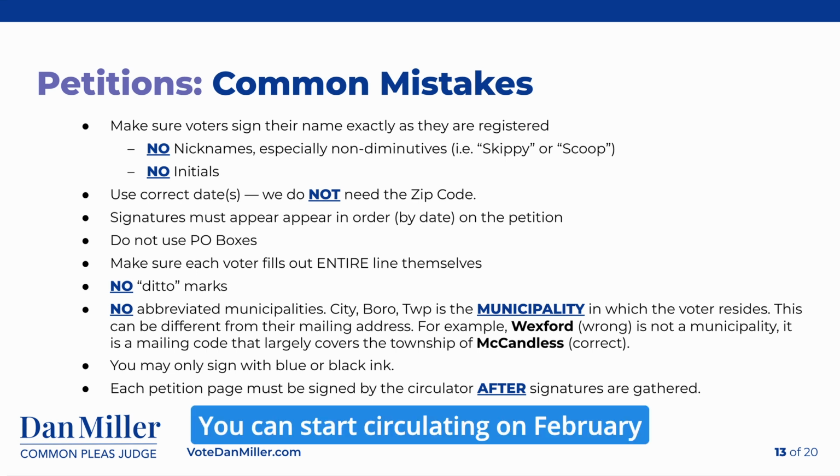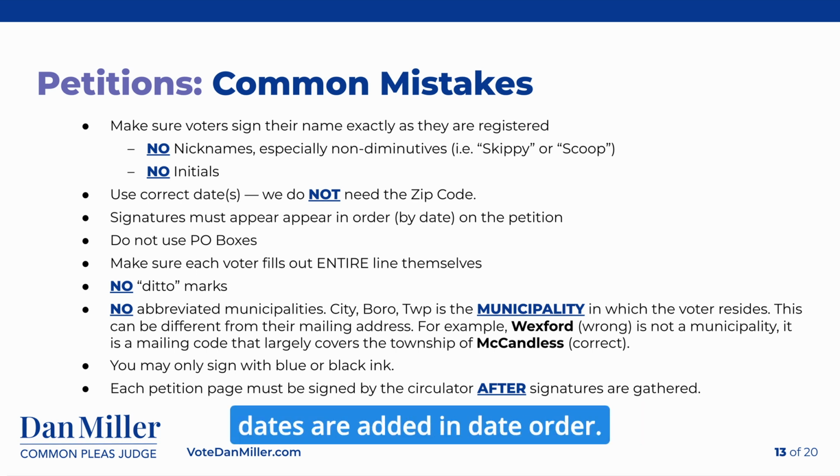You can start circulating on February 18th, so there should never be a situation where you have a signature gathered on the 18th that comes on the petition after a later date, like the 19th or the 20th. Make sure dates are added in date order.